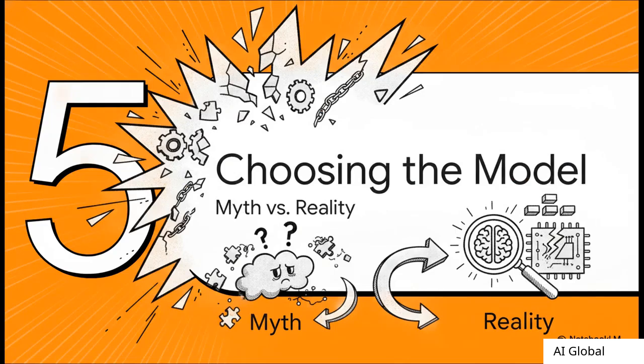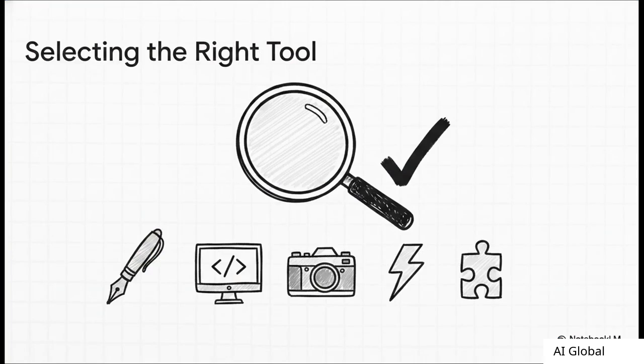Finally, part 5, choosing the right model, myth versus reality. So the crucial point is that model selection isn't just a detail. It is a critical, strategic design decision. You absolutely cannot just pick a name out of a hat. You must ruthlessly interrogate your own use case.